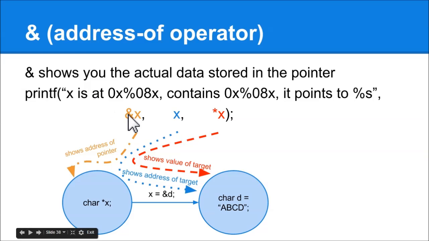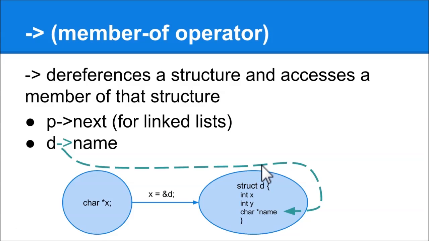So ampersand x will print out the address of this character pointer, x will print out the address of the target, asterisk x will print out A, B, C, D. All right? Okay. So there's another way to use pointers, and the arrow operand dereferences a structure and accesses a member of that structure. So think of like linked lists. You use p.next for a structure that has a forward or next pointer and perhaps a back pointer, or a struct that say has a name string or a character pointer that points to the string somewhere. So that's how that would work.